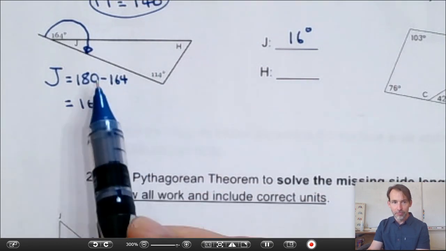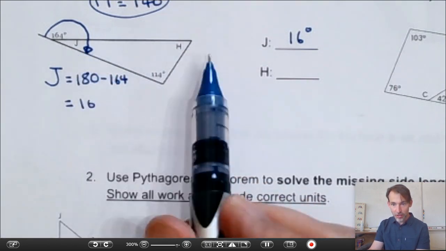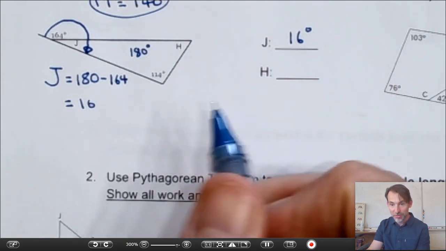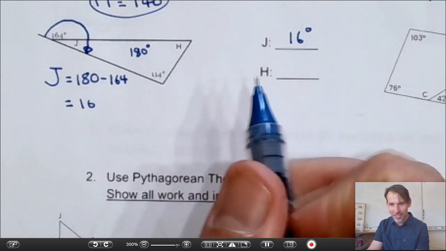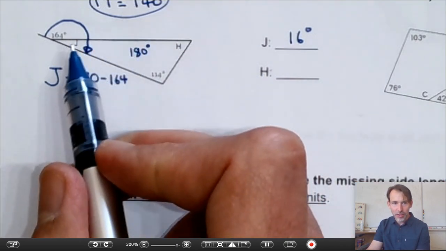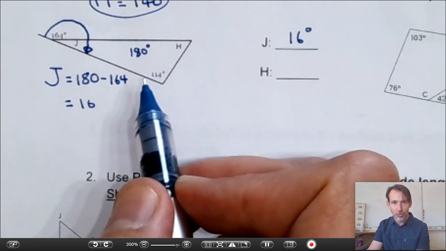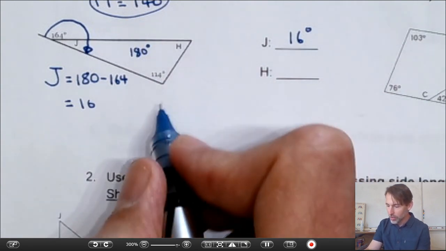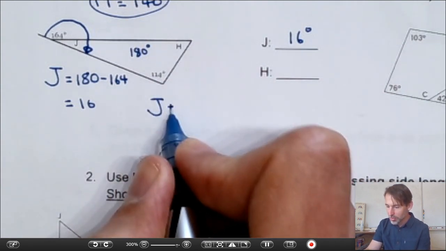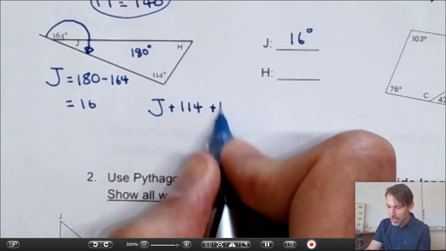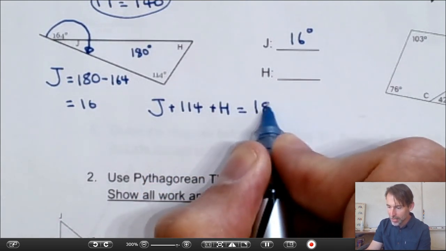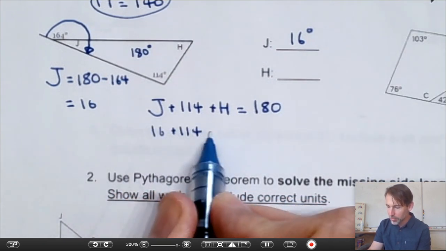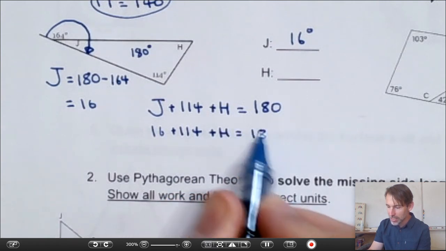All right. But then inside this triangle, all of the angles will add up to 180 degrees as well. That's a special property of triangles, that they're a little bit like straight lines in that way. So J plus 114, well, 16 plus 114 gives us 130. So here's an equation. J plus 114 plus H is equal to 180. The J's known. It's 16 plus 114 plus H equals 180.